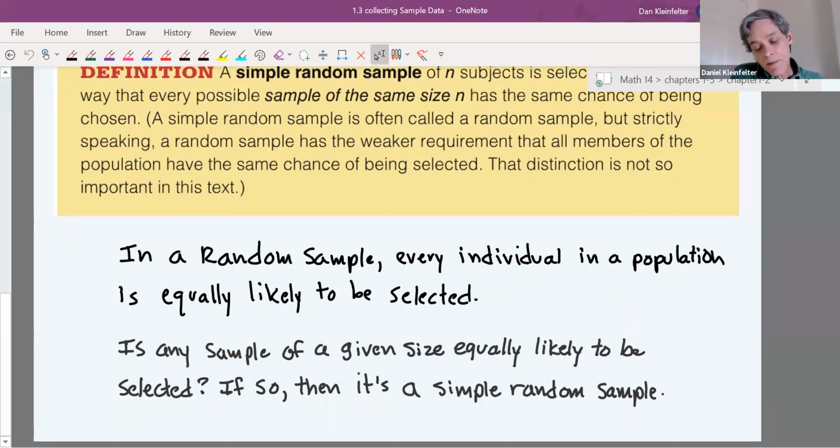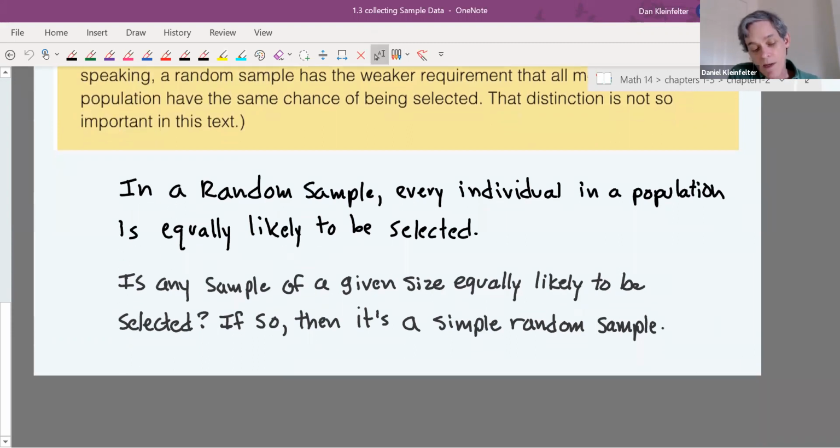Okay, the distinction between simple random samples and ones that are not so important in this textbook, as I mentioned, we're going to pretty much assume that simple random sampling has been performed when necessary. An important thing, in a simple random sample, each individual is equally likely to be selected. That's in a random sample. Is any sample of a given size equally likely to be selected? If so, then it is a simple random sample.